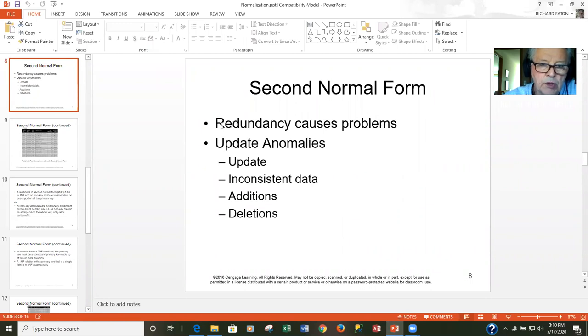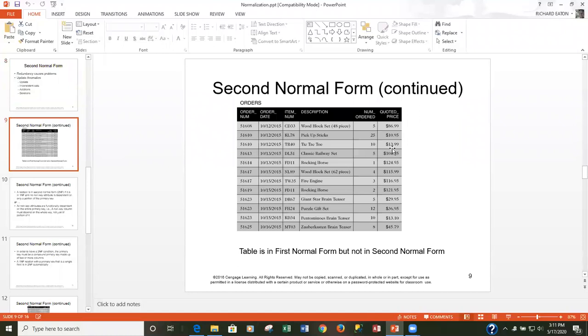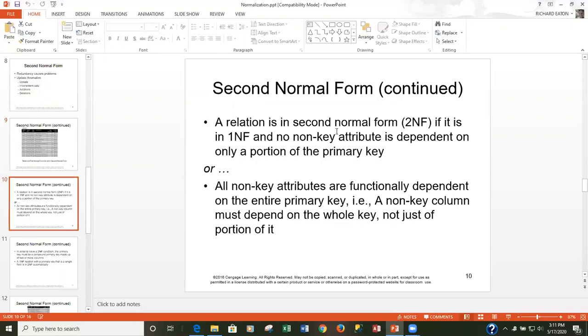In the part two presentation, we looked at issues with redundancy and anomalies like update, inconsistency, additions, and deletions. And then we looked at a sample table and we looked at the definition of second normal form. To repeat, a second normal form violation is a table that is in third normal form, but no non-key attribute is dependent on only a portion of the primary key. Another way of saying it is a non-key column must depend on the whole key, not just part of it.